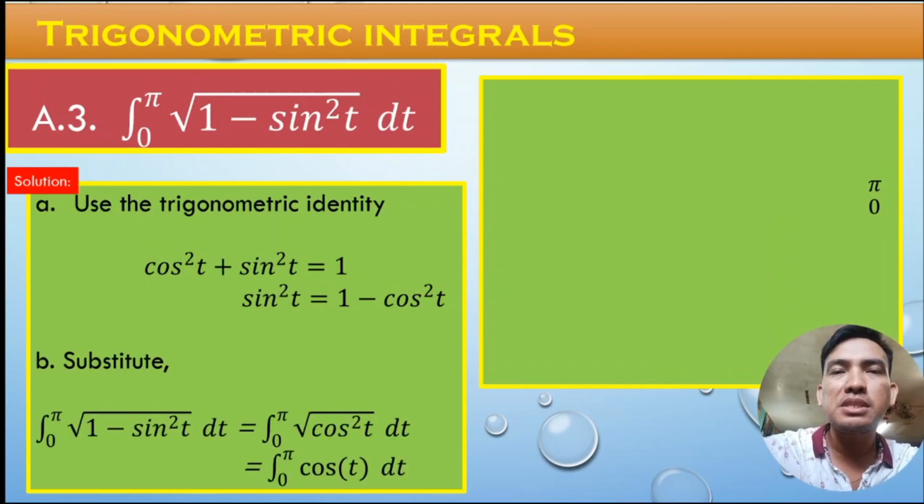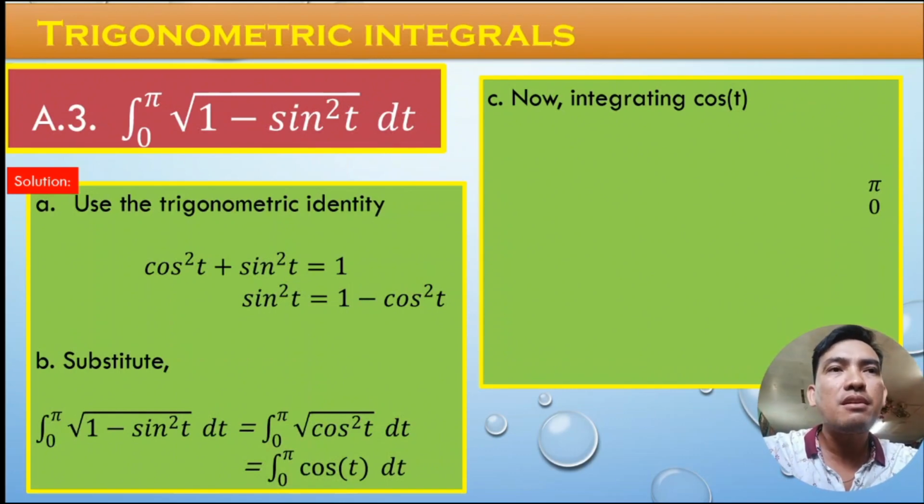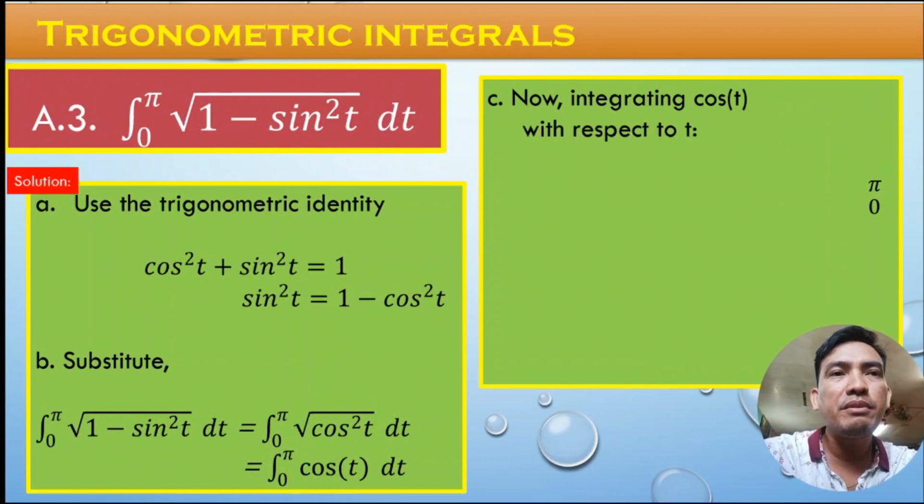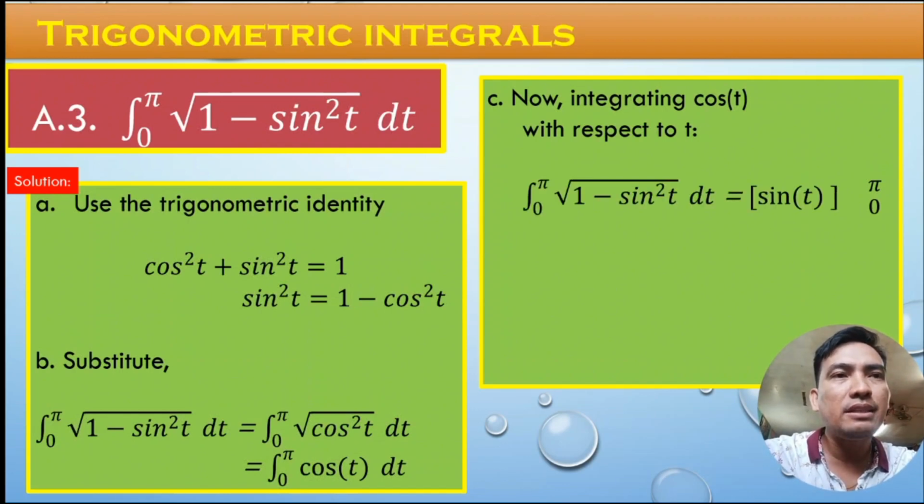To solve, we have to substitute. From there, the integral from 0 to pi of the square root of 1 minus sine squared t dt is equal to, as we substitute the value of 1 minus sine squared t, cosine squared t. As we simplify it, taking the square root and the square, we have the integral from 0 to pi of cos t dt. So you're now going to integrate cos t with respect to t, and as we integrate that, we have sine t from 0 to pi.